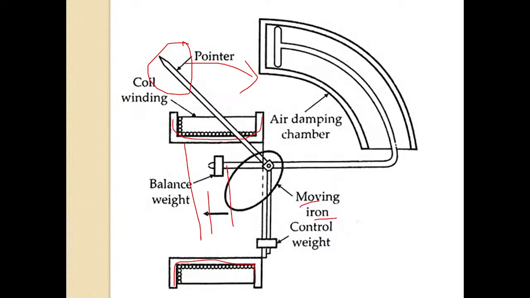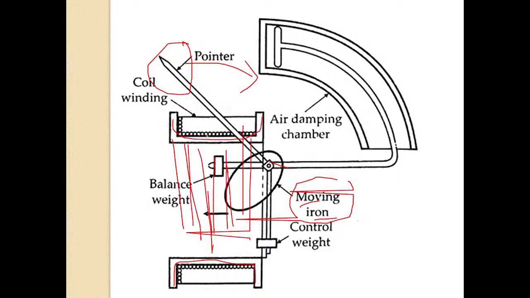So what is happening here? Because of the electrical energy, mechanical movement is taking place. So we are able to take the readings of the meter. The movement of the moving iron is based on how much magnetic field is induced in between these electromagnets. So here the magnetic field will be induced.